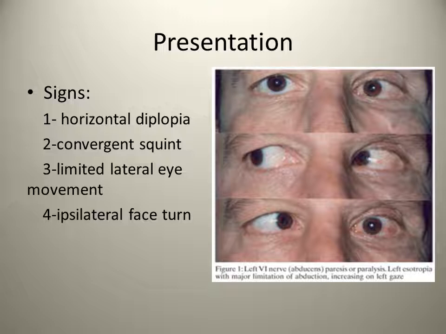So as you can see in the picture, we have left esotropia. When the patient looks to his right, he looks totally normal, while on looking to the paralyzed side, in fact he has profound and complete paralysis of the lateral rectus.